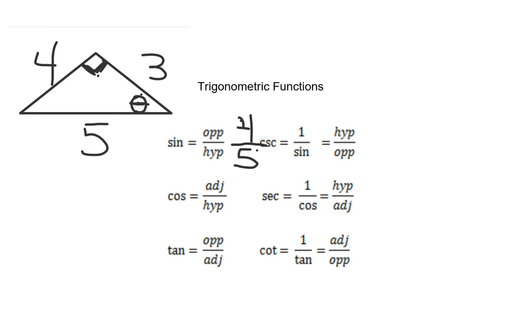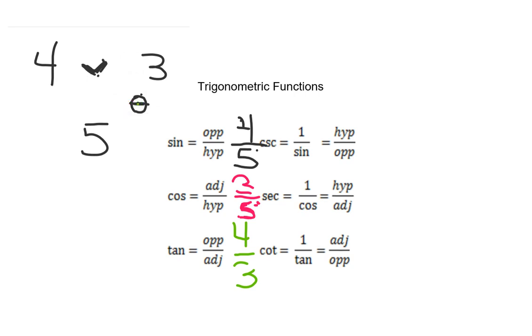Cosine now is going to be my adjacent side, which will be the side next to it, over top of my hypotenuse, which is going to be 3 over 5. And then my tangent, of course, is going to be my opposite over my adjacent. So I'll have 4 over 3. So I need an angle to use, but once I'm using theta here, I can see that those are going to be my different values.